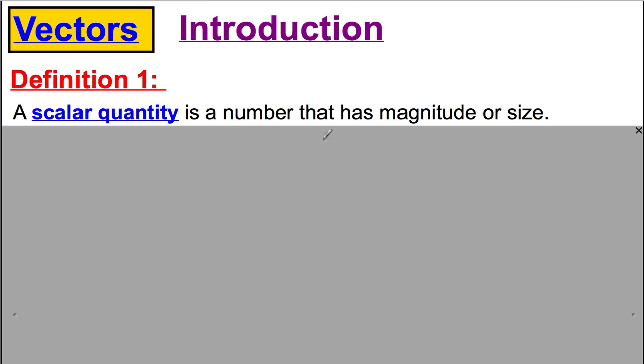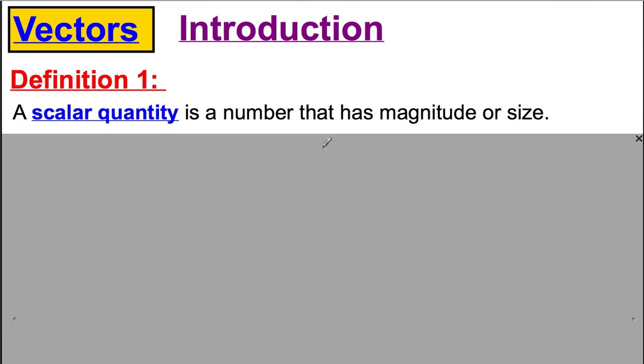Here's our first definition we need to be aware of. We need to know what is a scalar, and a scalar quantity is a number that has magnitude or size. Magnitude and size mean the same thing. So it's just a number that tells you how much of something there is. Simple as that. Okay, a scalar quantity.